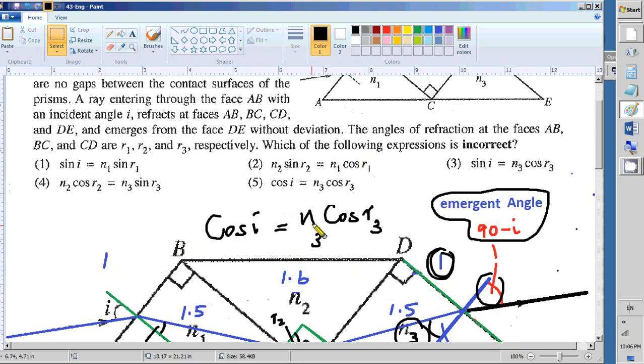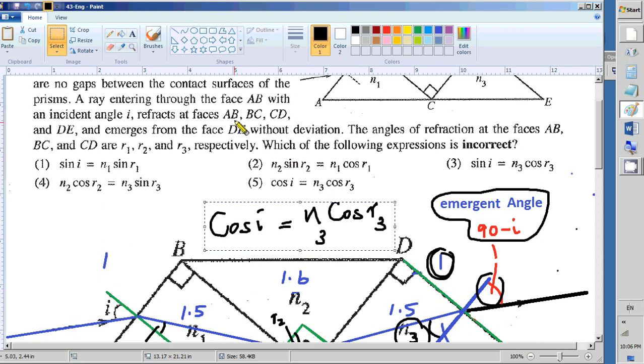So this fifth one goes with this one, so this one is correct. If this one is correct, this one can't be correct, because N3 cos R3 is equal to cos I, but here they say N3 cos R3 equals sin I. That is wrong, because we know surely N3 cos R3 is equal to cos I, not sin. Therefore we can mark this one is wrong, this one is correct.